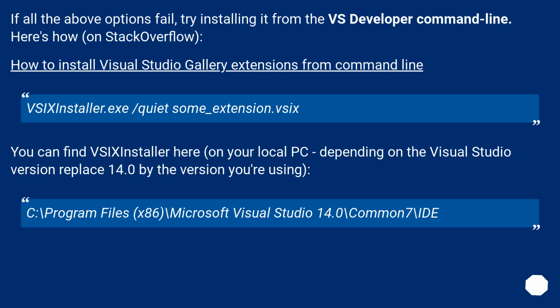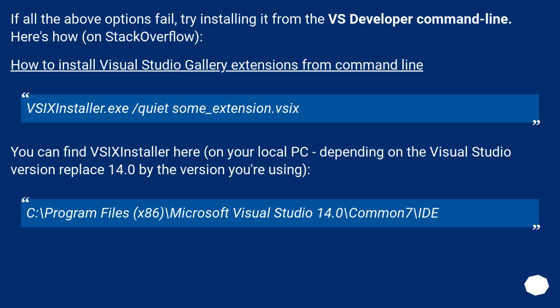If all the above options fail, try installing it from the VSIX developer command line. Here's how on Stack Overflow: How to install Visual Studio Gallery extensions from command line. VSIXInstaller /quiet sum_extension.vsix. You can find VSIXInstaller here on your local PC, depending on the Visual Studio version. Replace 14.0 by the version you're using.